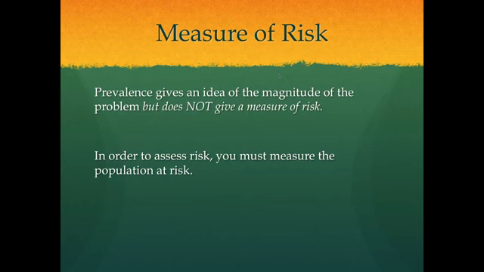Although prevalence is a useful measure, especially when trying to allocate resources, it is not a measure of risk. In order to assess risk, you must measure the population at risk. For example, if 4 out of 10 people have sunburns, the risk of getting a sunburn is not 40%. It may be that only 8 of those people were actually in the sun.